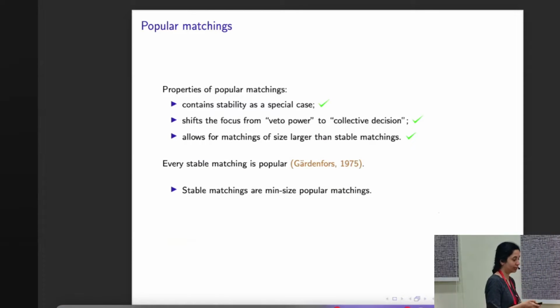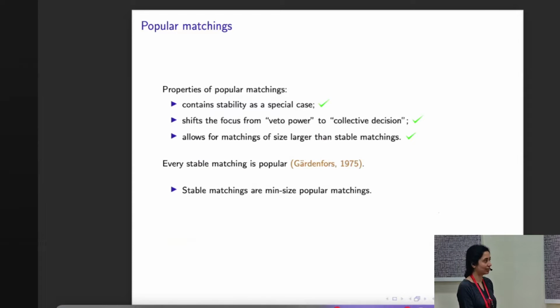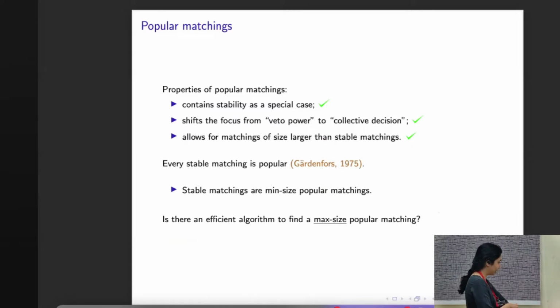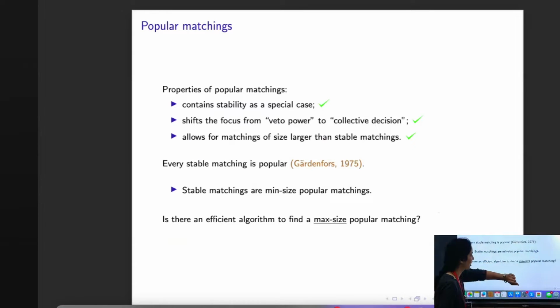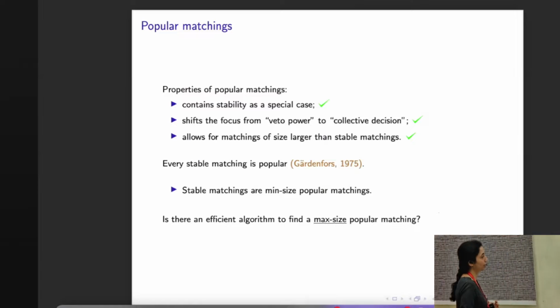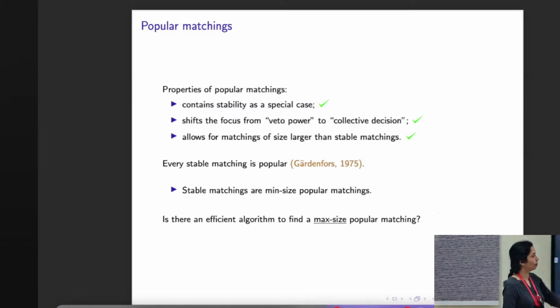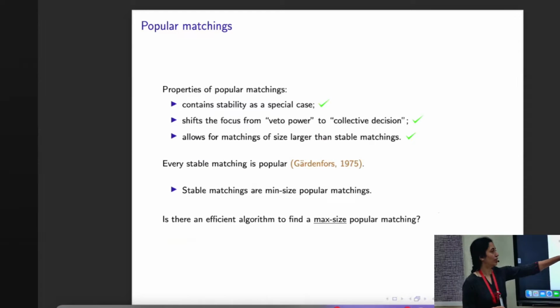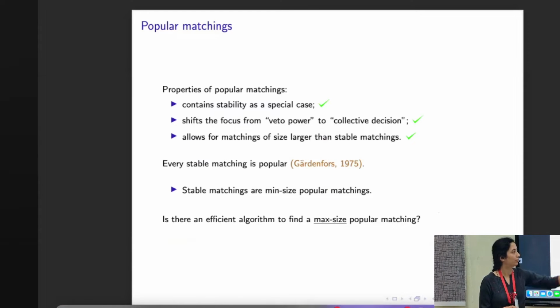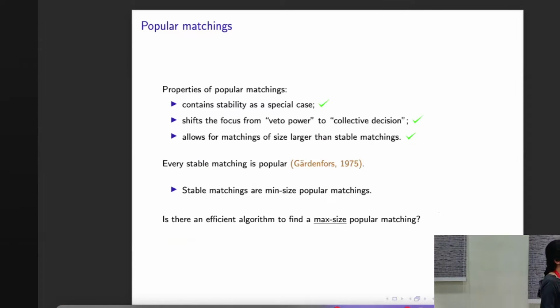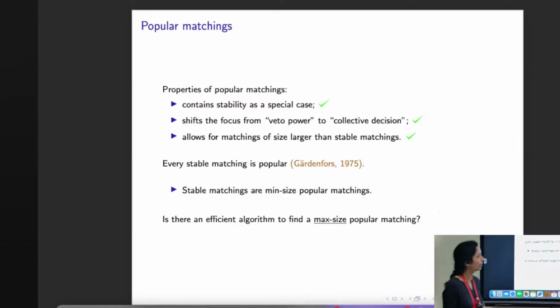So the set of popular matchings hopefully has larger matchings, and our goal is, let's find a maximum cardinality, a maximum size popular matching that hopefully has a size larger than a stable matching. So that's our goal for the rest of the talk. Is there an efficient algorithm to find a maximum size popular matching? We know a nice algorithm, the Gale-Shapley algorithm, to find a minimum size popular matching, but that's not of interest to us. We want to find matchings of size larger than stable matchings.